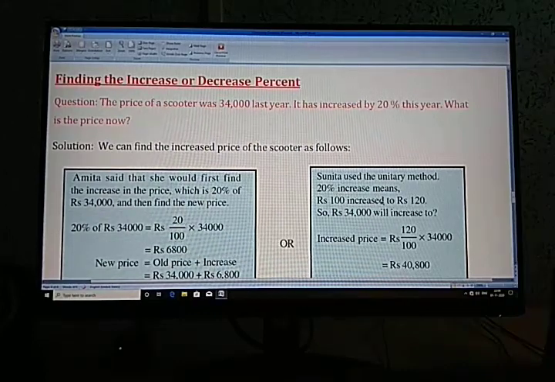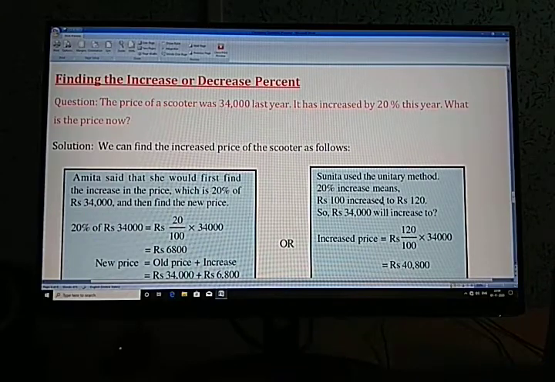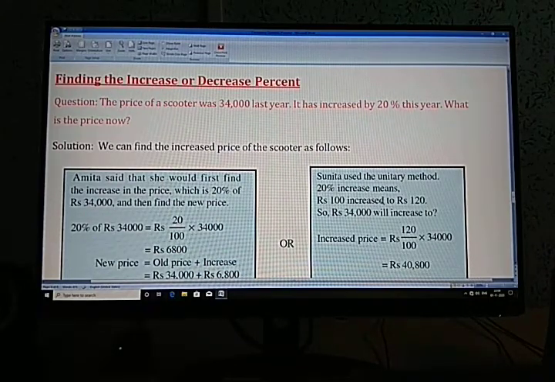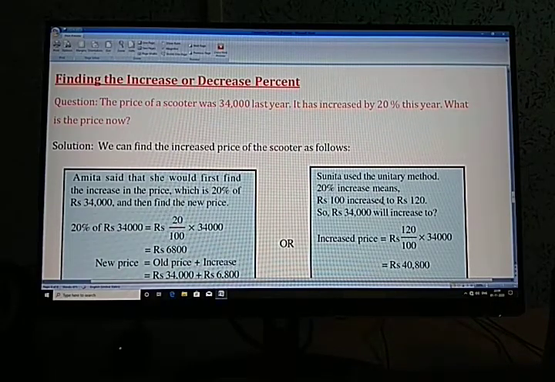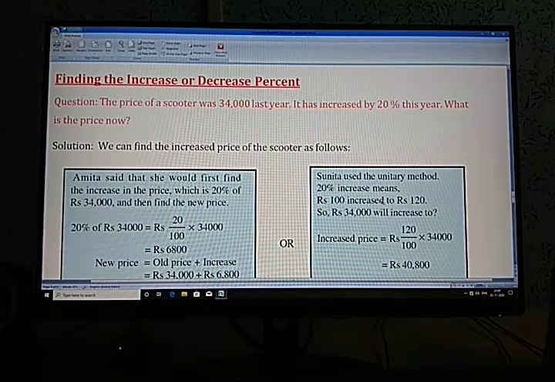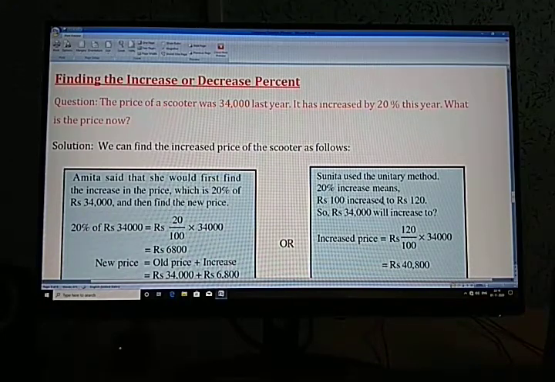Hello everyone. Today we will discuss a new topic called finding the increase or decrease percent. So how do we find that? In order to know the procedure, let us first deal with a question. It will help us understand how to find the increase percentage or the decrease percentage.